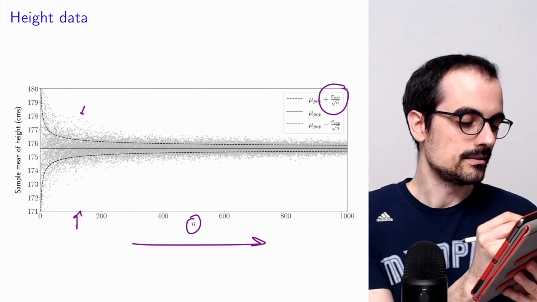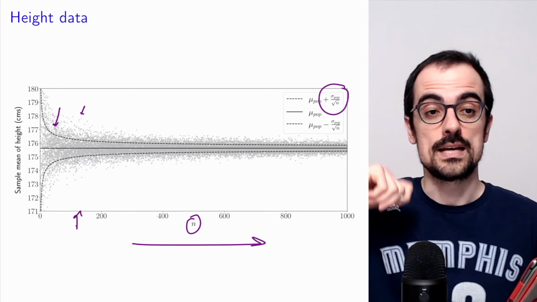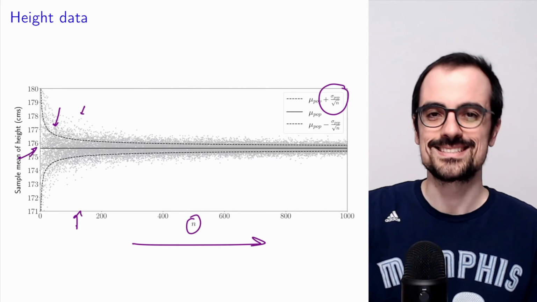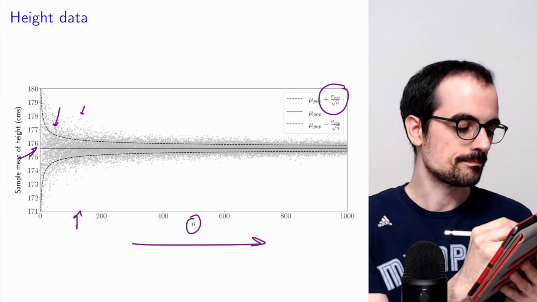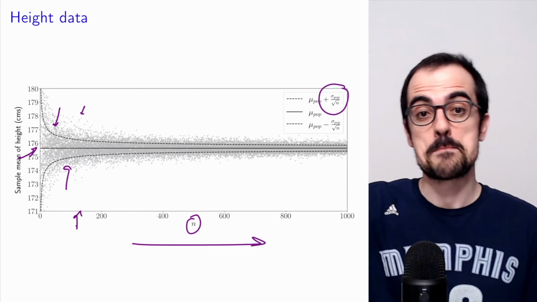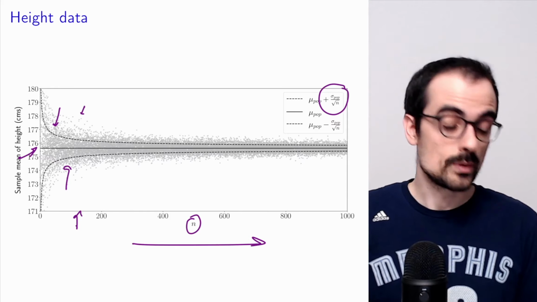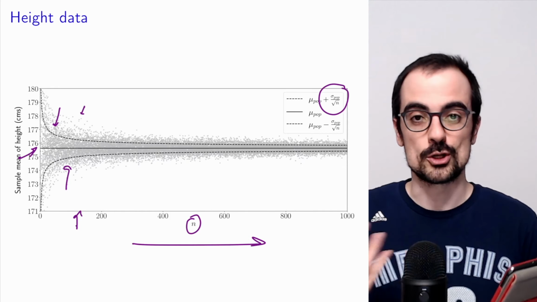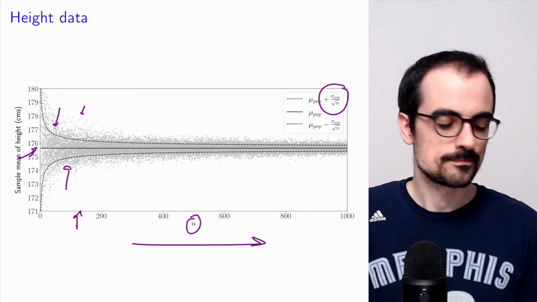Just to be clear, this line is the population mean plus the population standard deviation divided by square root of n, where n is the number of measurements. And this other line is the population mean minus the population standard deviation divided by square root of n. And we can see that the distribution of the sample means that we obtain numerically exactly follows the formula that we expect.